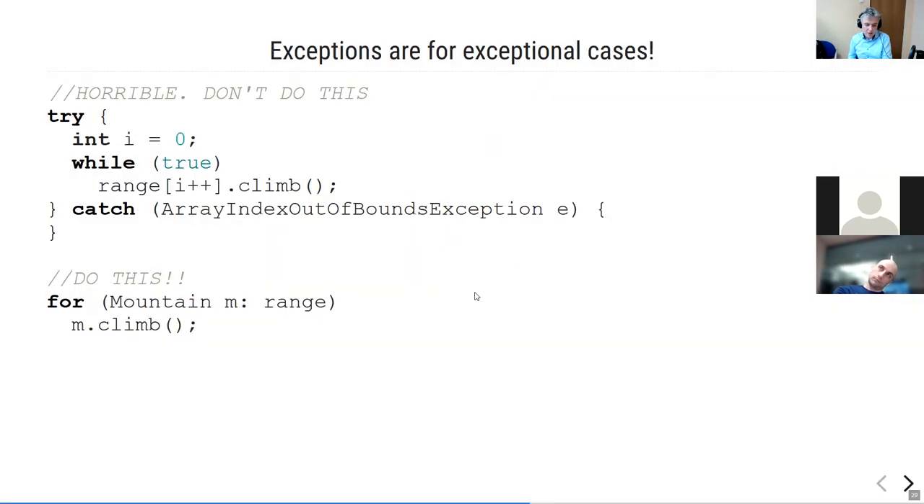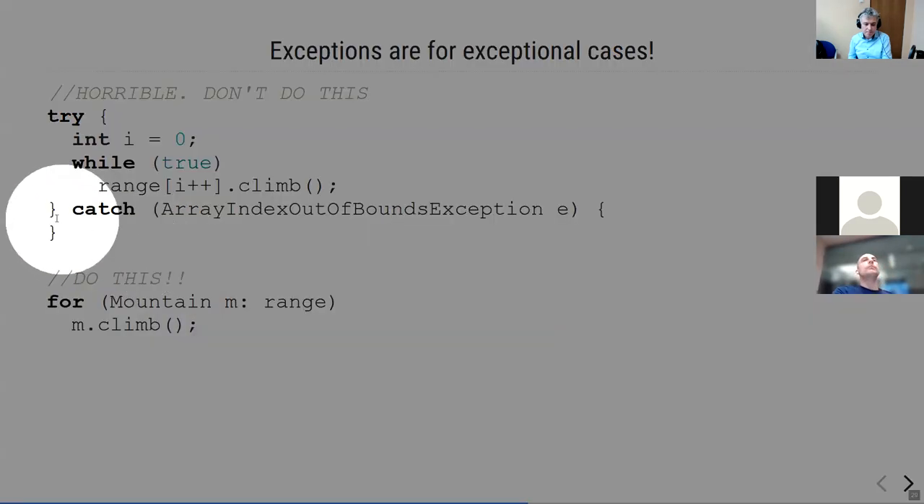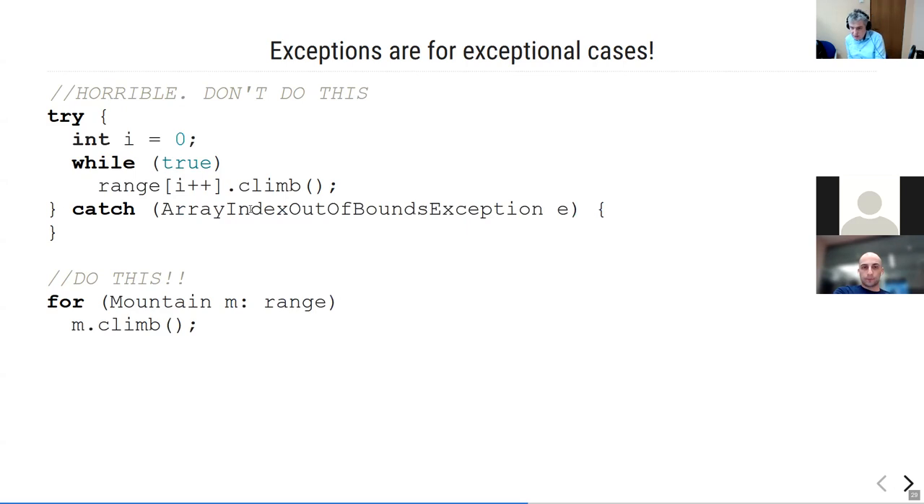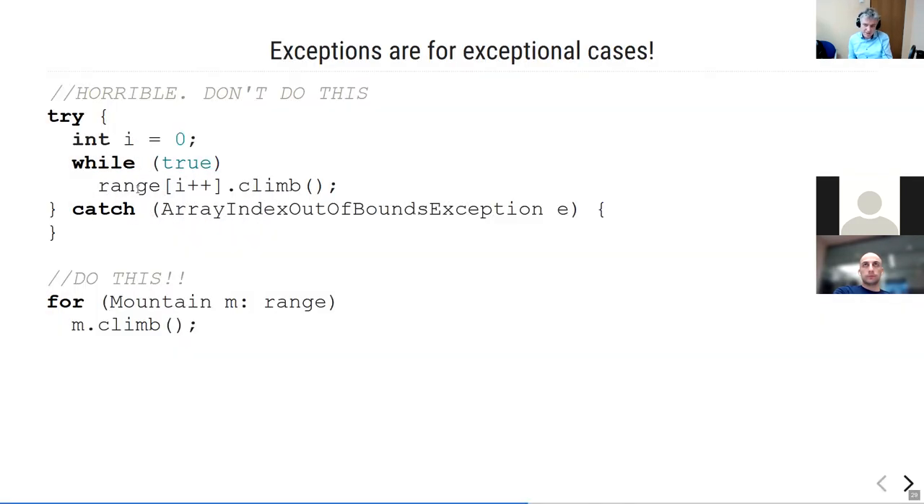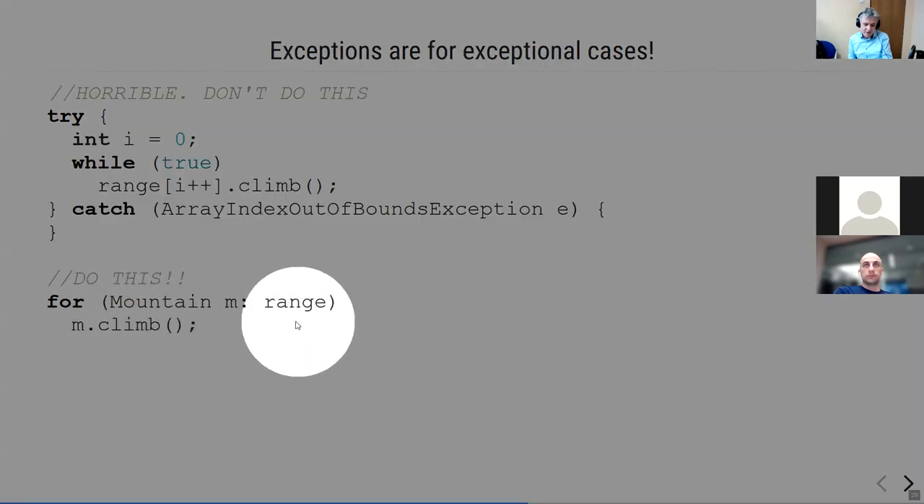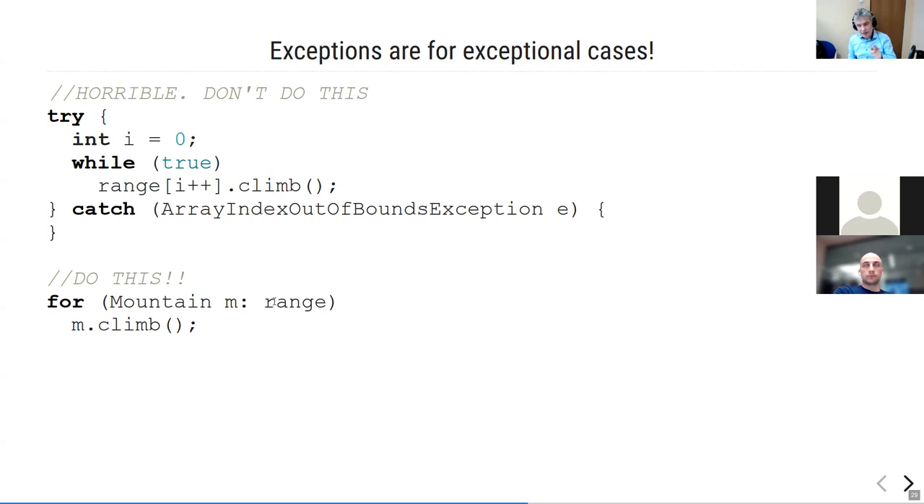So you want to say that these two examples of code do the same thing? Yeah, actually they do the same thing. What do they do? They just call the climb method on every mounting in a range. Not only does it work, it looks much cooler and more beautiful, and it works much faster.